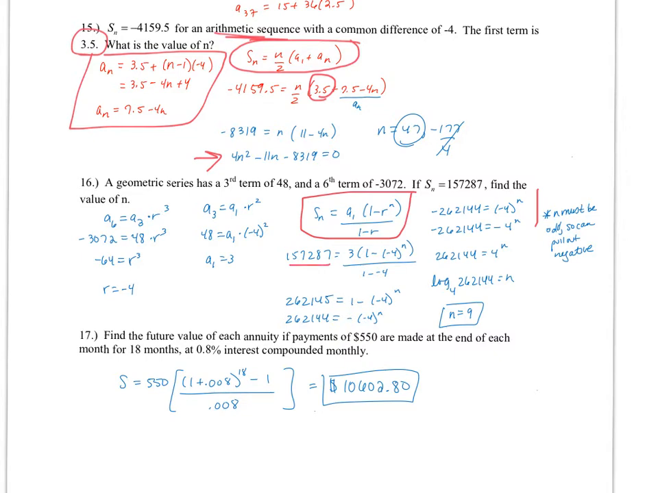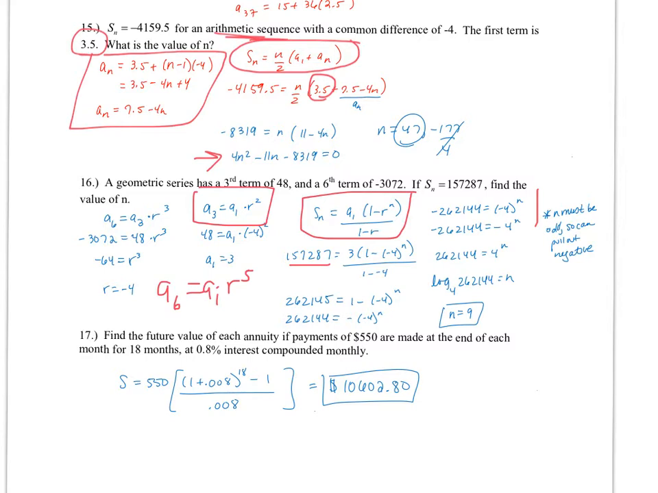So if we have the third term and the sixth term, we can go ahead and express those terms. For example, we can get that the third term is a1 times r squared. We know that our sixth term is equal to a1 times r to the fifth, and we can use some of those techniques we've been talking about in class to work backwards and solve for our r value and our first term. Once we know our r value and our first term, we can plug into our formula.